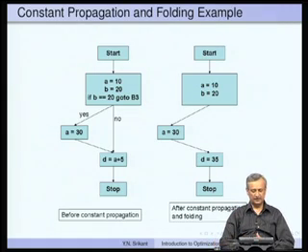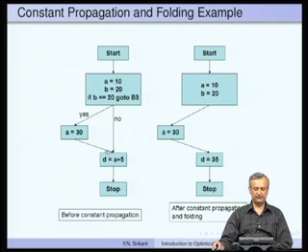So, what about the next optimization? We have seen two of them: one is common subexpression elimination, the other is copy propagation. What about constant propagation and constant folding? This is a very illustrative, nice example to show both.